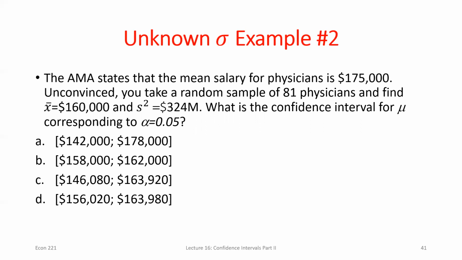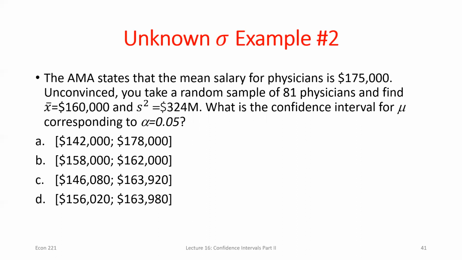So here, I've got my sample mean of 160,000. I'll then add and subtract my margin of error to get my upper and lower bound. I can plug in the rest of the information I know, which is for that standard deviation of my sample means, we said that that was the square root of the sample variance. So that's 324 million here, just kind of big. And then my sample size, I had 81 physicians in the sample.